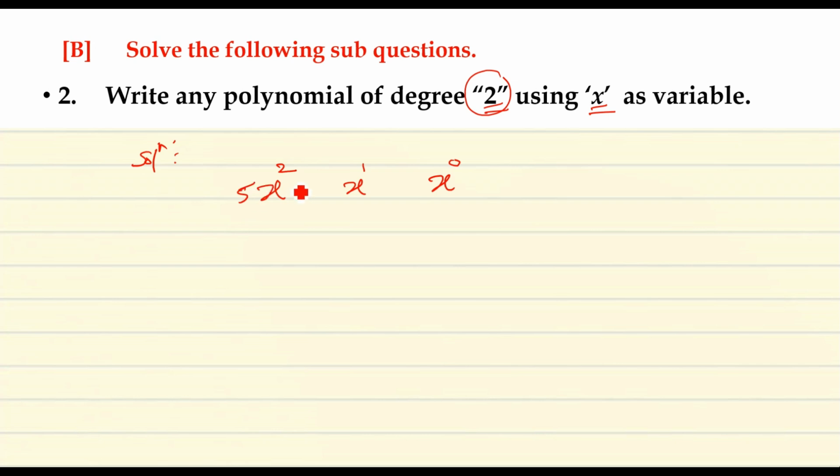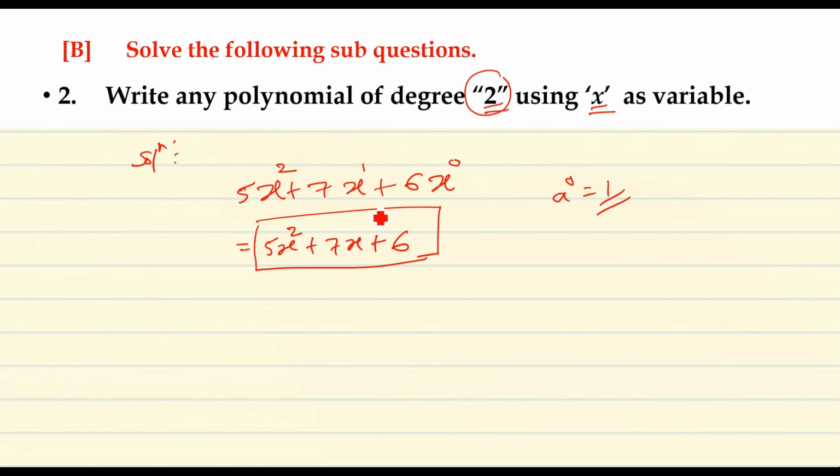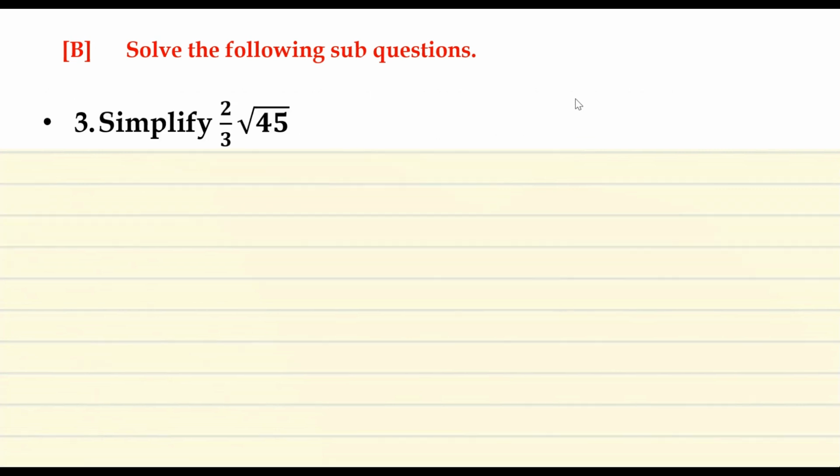Now I will put some coefficients in those places. So this is 5, here I can take 7, here I can take 6, and now my final polynomial will be 5x square plus 7x, and we know that anything raised to 0 equals 1. So this is 6 into 1, and now this is my polynomial of degree 2 with variable x, as per the given condition.